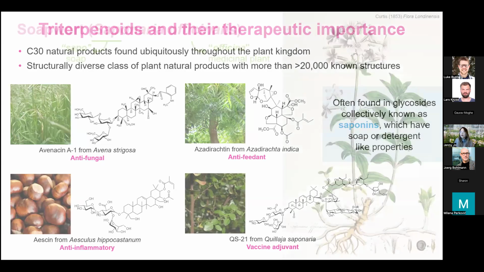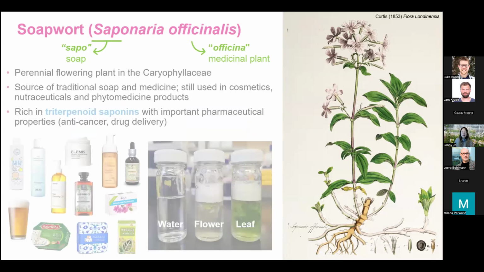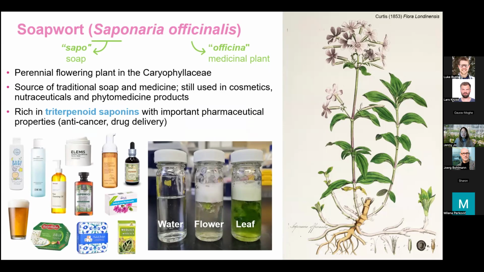So I work on a plant called soapwort, and it's also around me in the background. Soapwort's Latin name is Saponaria officinalis, and it already tells you quite a lot about the plant. Sapo is a Latin word for soap, and officinalis comes from the Latin word officina, which means medicinal plant. So indeed, soapwort has been used as a medicinal product for ages.